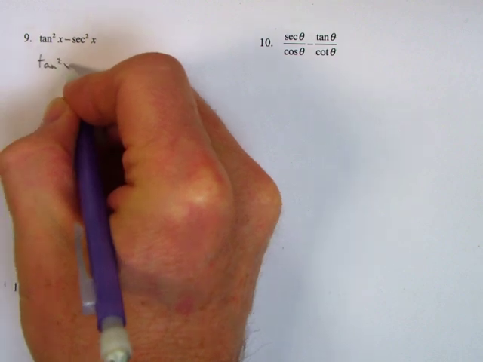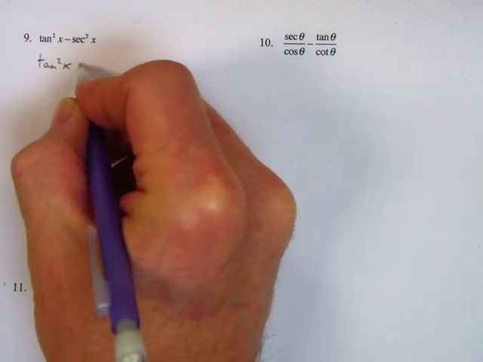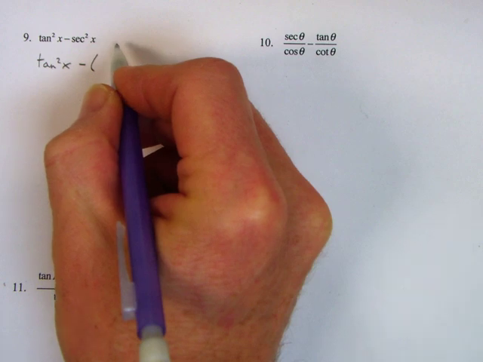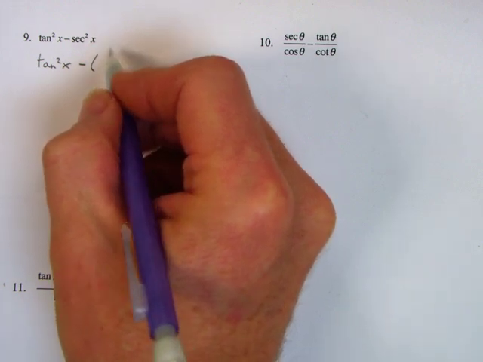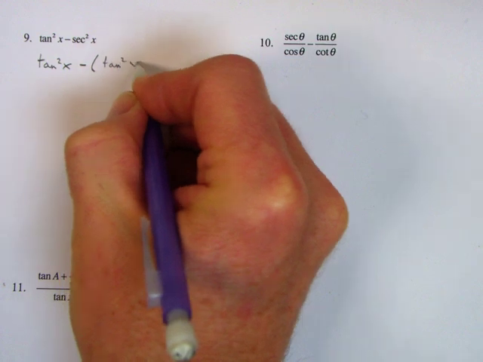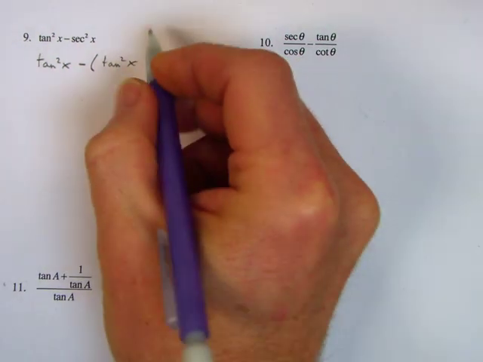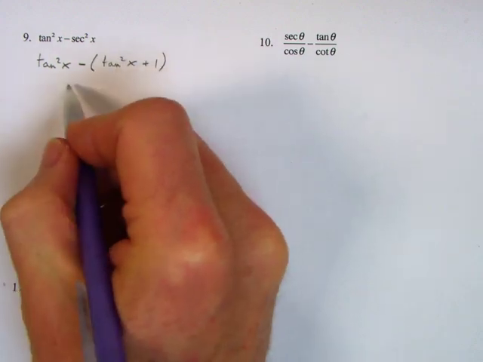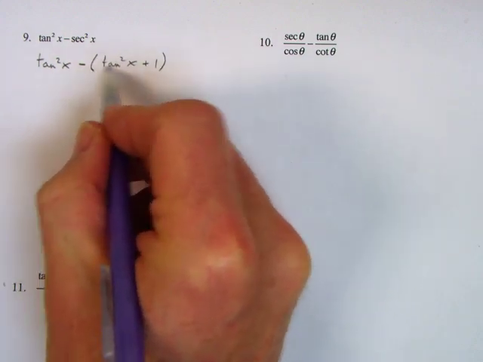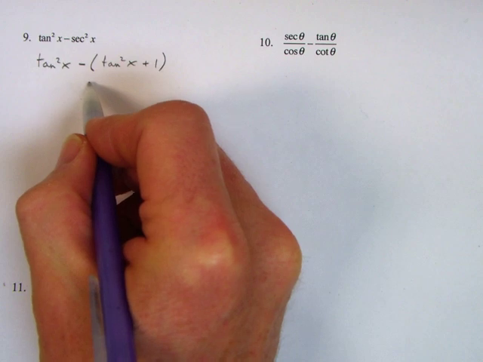If we follow along with what we did on the last one, we could say, oh, secant squared is the same as what? Secant squared is our tan squared plus 1. You want to try to remember those, and then we can distribute that across, and we get tan squared minus tan squared, which is just 0, and then negative 1.